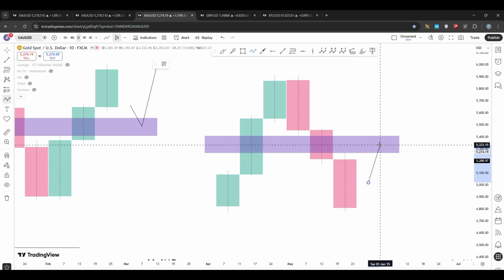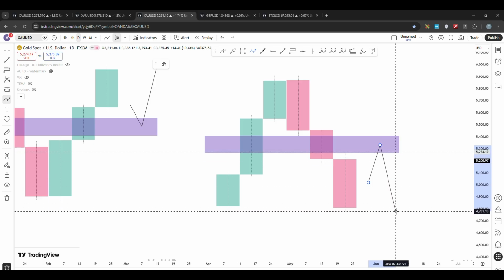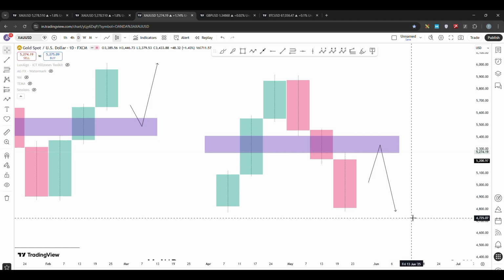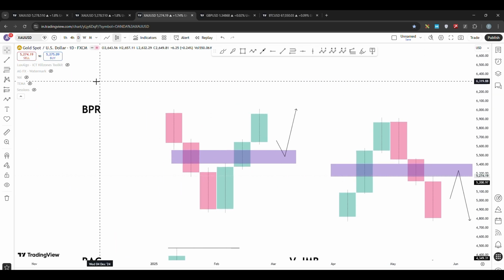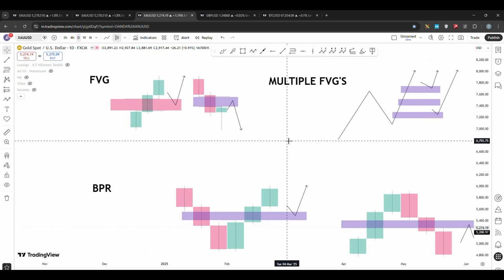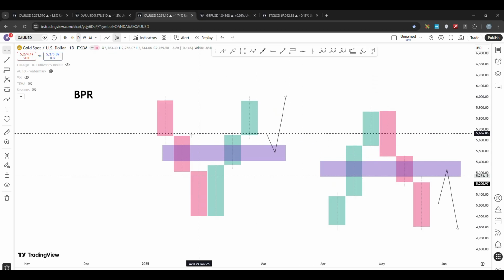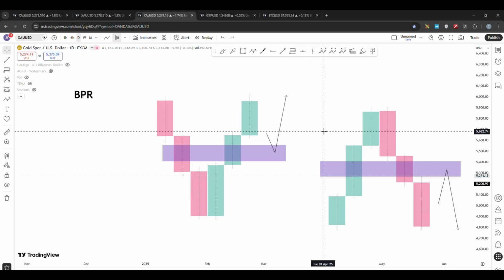So once market goes up and taps into this zone, we'll be looking for a sell opportunity from this zone using our confirmation entry models, and we'll be targeting the last low. Okay, so this is what a BPR is. It is more powerful than a single fair value gap because we have got two fair value gaps in front of each other, which makes this a much more powerful POI than just a single fair value gap.